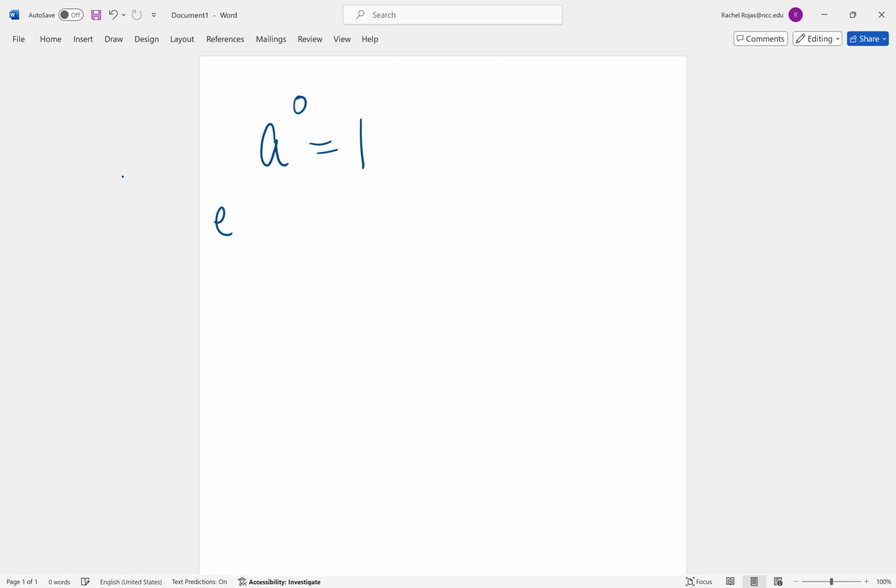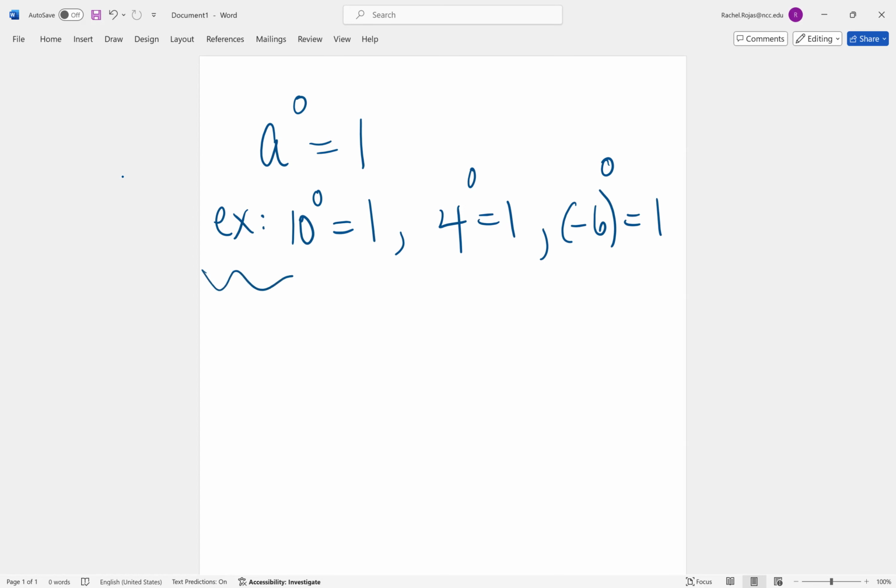So for example, if I have 10 to the 0 power, that's equal to 1. If I have 4 to the 0 power, that's equal to 1. If I have -6 to the 0 power, that's equal to 1. So anytime we raise something to the 0 power, the result is equal to 1. And then now let me talk about how we calculate a combination.